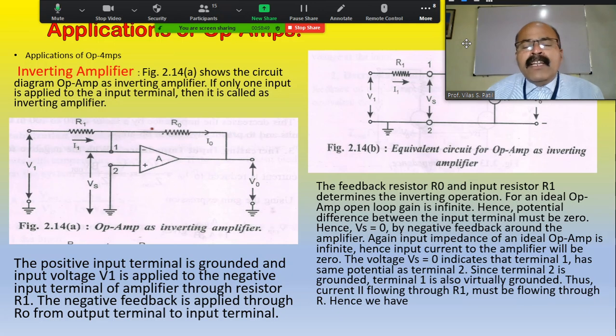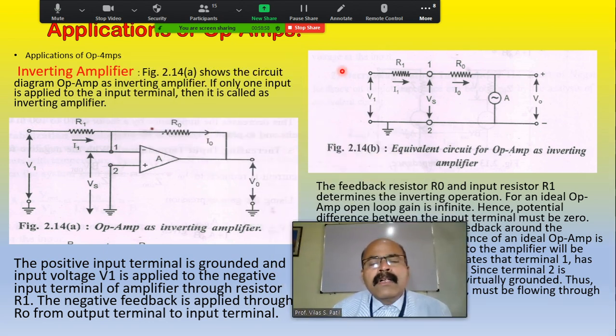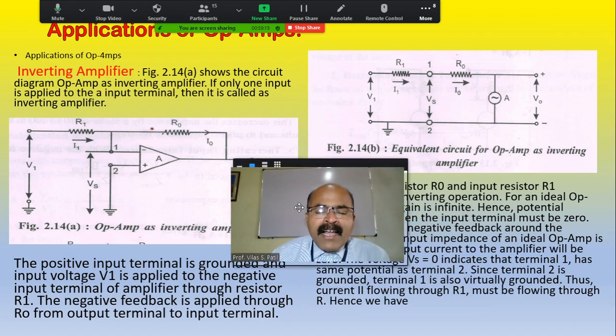आता गंमत बघा मित्रांनो, हे V1 दिलेलं आहे, R1 मधून पास होतं आणि इथं 1 टर्मिनलला येतं. आणि हा आउटपुट आहे, आउटपुट R0 मधून पास होतो आणि इथं येतो. आणि या दोघांच्या मधला डिफरन्स जो आहे तो Vs आहे. V1 इनपुट व्होल्टेज आहे, Vs डिफरन्शियल व्होल्टेज आहे.